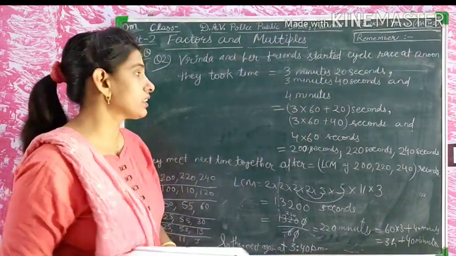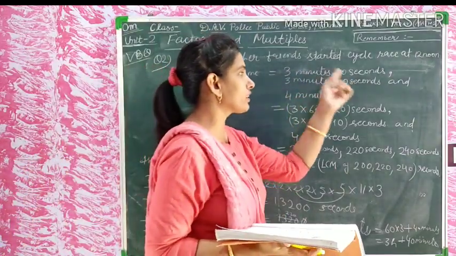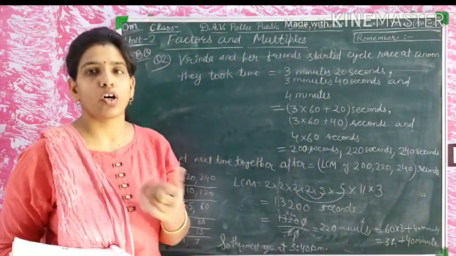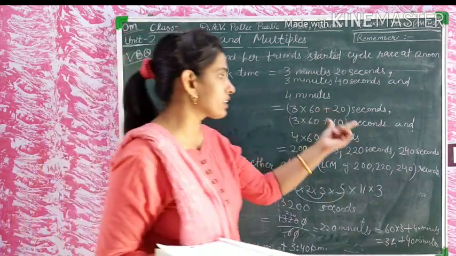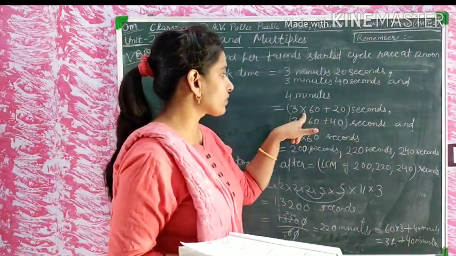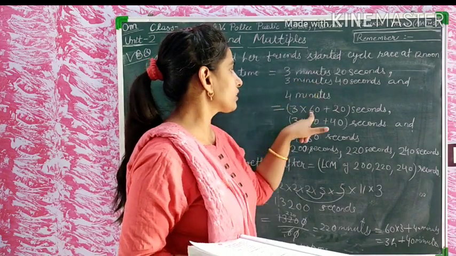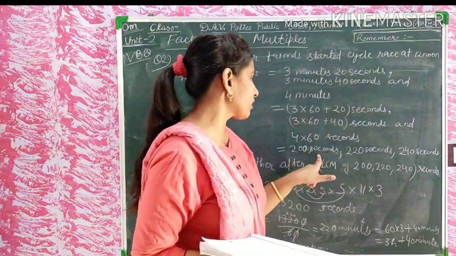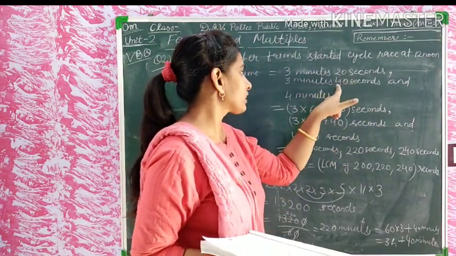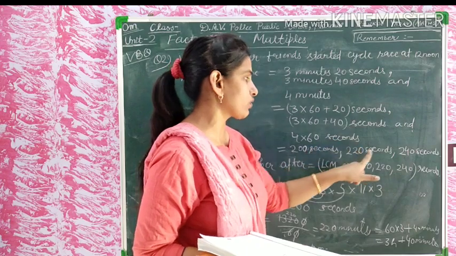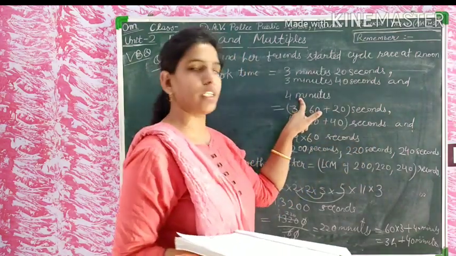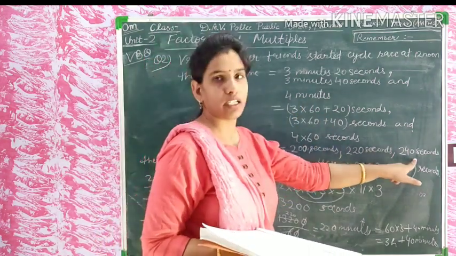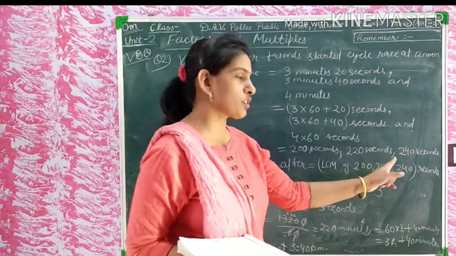Is this clear, students? Now we have to change all these numbers into one unit, either minutes or seconds. So we have changed them into seconds. 3 minutes is 3 into 60 seconds, plus 20 seconds, which gives 200 seconds. Then 3 into 60 plus 40 seconds is 220 seconds, and the last one, 4 minutes, is 4 into 60, that is 240 seconds. Is this clear? All are changed to seconds.